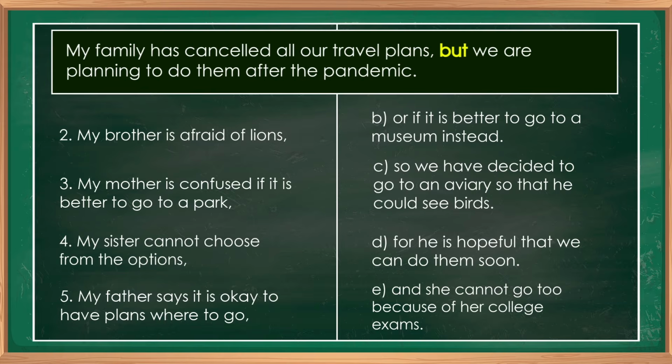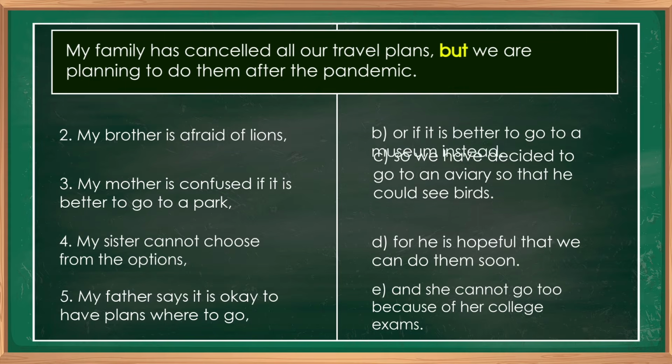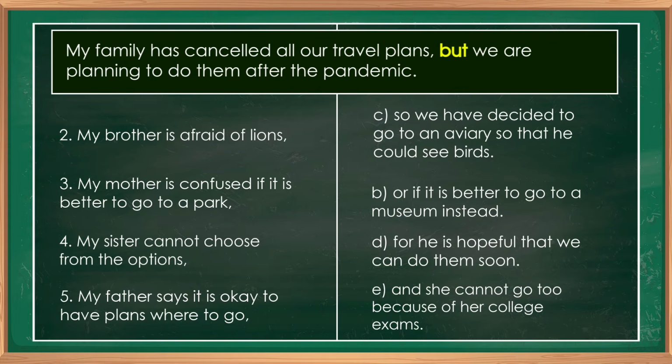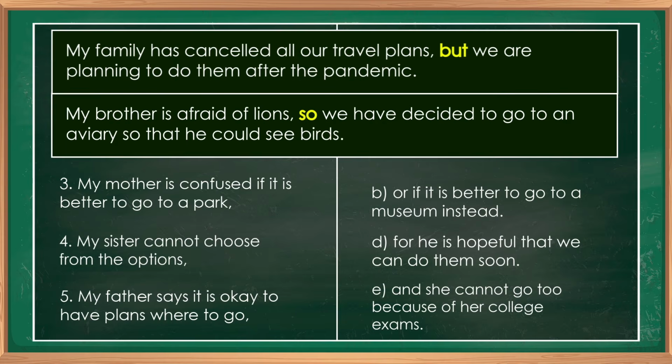Time's up! Let us check your answers. The given statement in number 2 should be paired with letter C. That will be, my brother is afraid of lions, so we have decided to go to an aviary so that he could see birds. We used the coordinating conjunction so to connect the idea that if the brother is afraid of lions, a probable option would be to see an aviary instead.